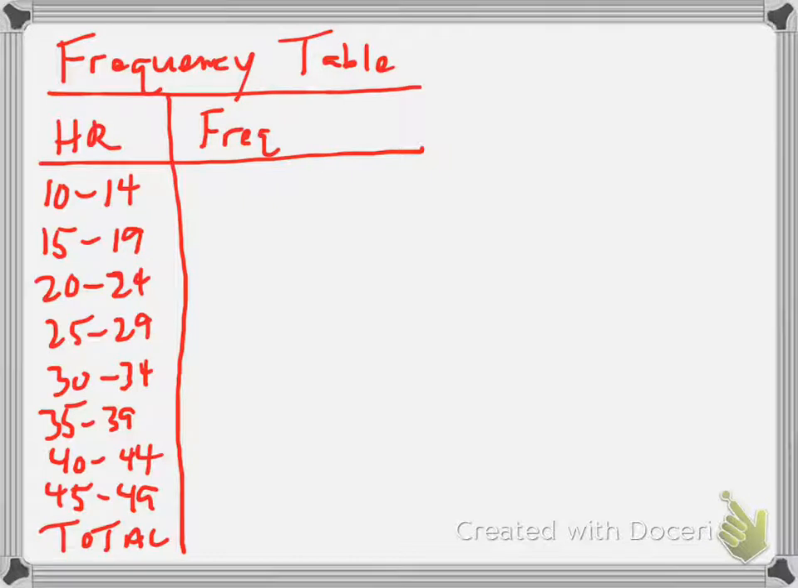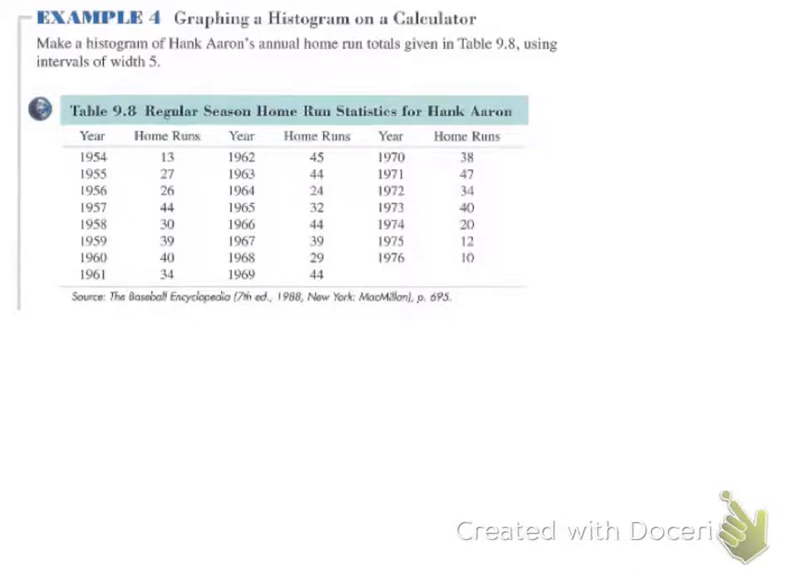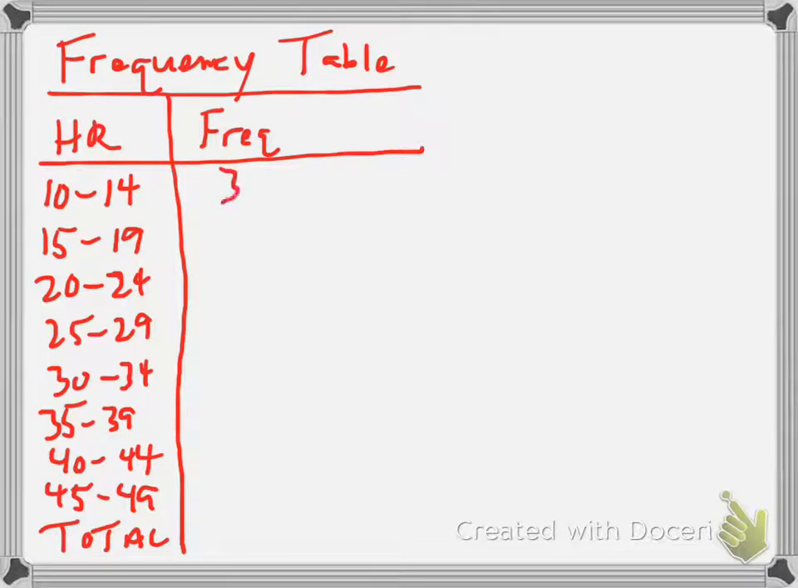Now the frequency is how many times does that happen? So you would have to go back to here and go, okay, how many times did he hit 10 to 14 home runs? Count them up. So he did that 3 times. I'll save you the time. Okay, I already worked this out.